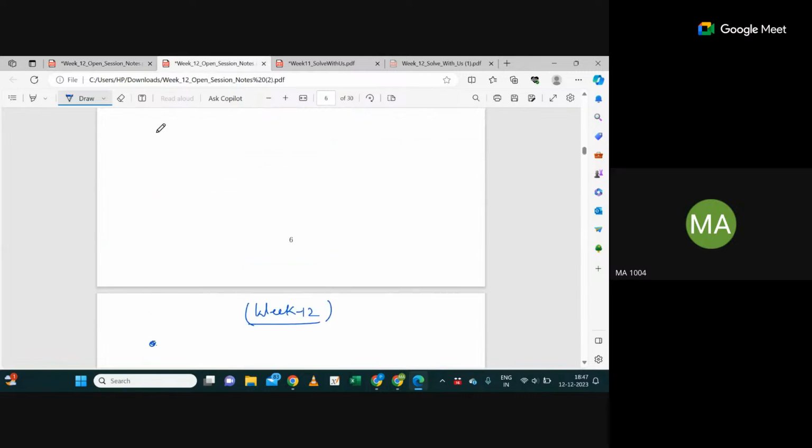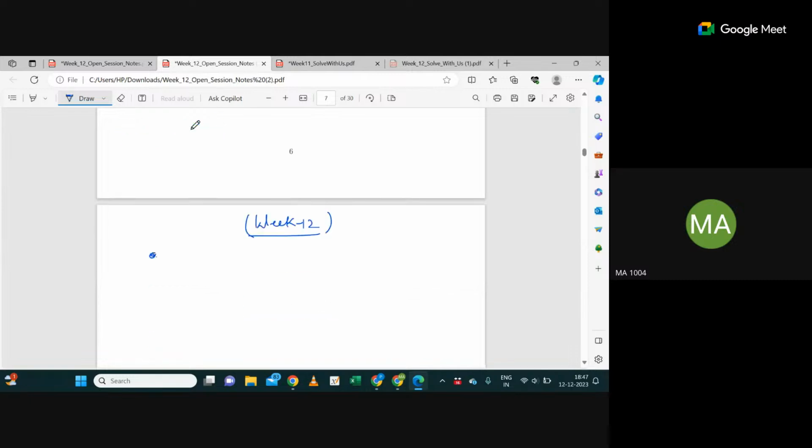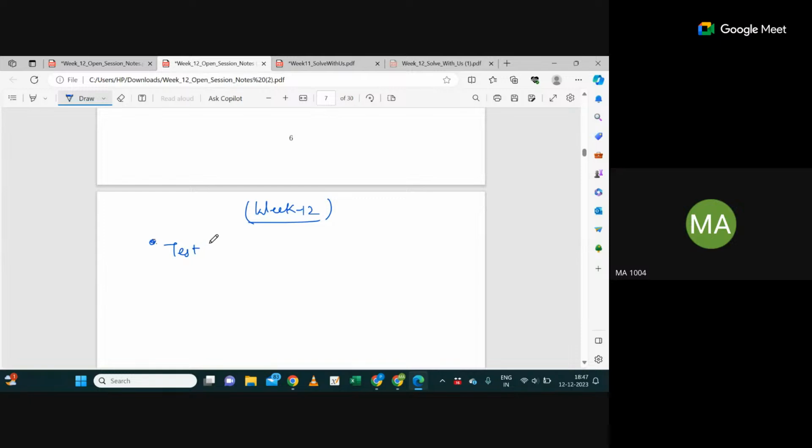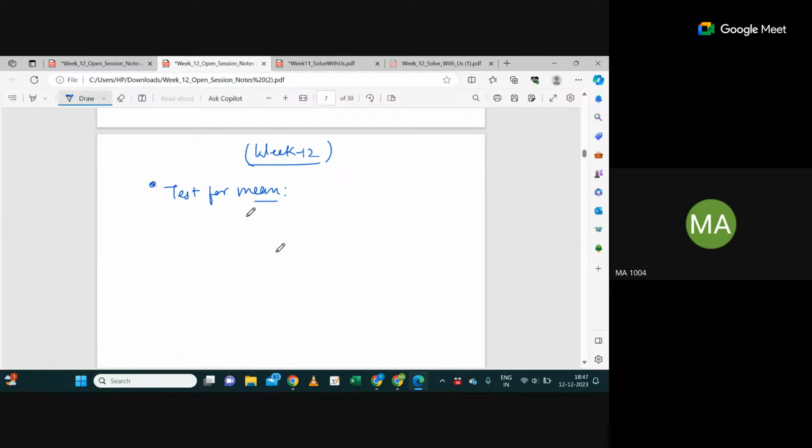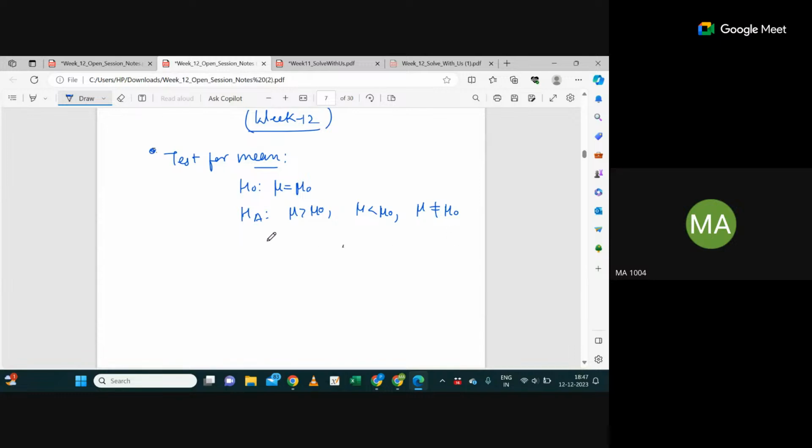In week 11, we have seen only one test, that was the test for mean. I will go through the rough idea. Suppose my null hypothesis is defined as mu equal to some specific value mu naught, and the alternative can be mu greater than mu naught, or mu less than mu naught, or mu not equal to mu naught. Accordingly, as per my null hypothesis, I will define my test.